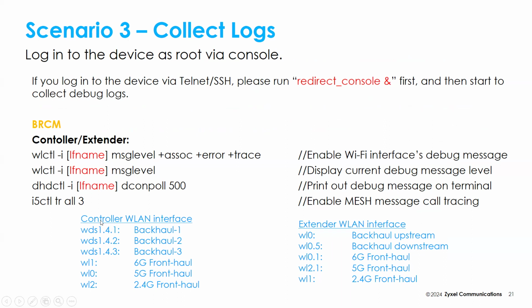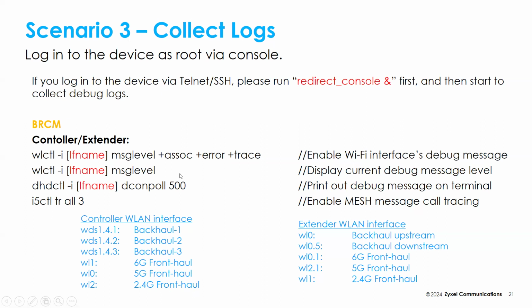And also, if we want to collect a mesh message code tracing of our devices, this is the command we need to use. Please also notice that these three commands help us collect information on a specific interface of your devices. For example, if we want to collect information on the 6G fronthaul interface of your devices, you need to type in WL1 as your interface name in the command here.